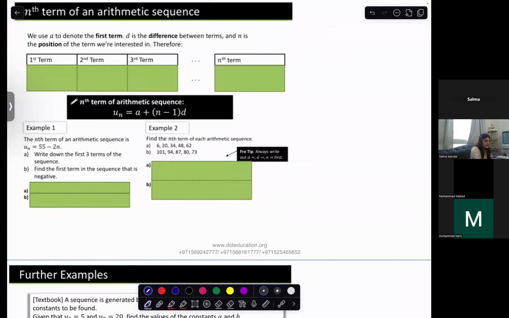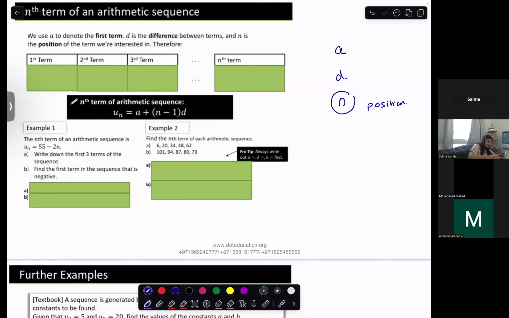Nth term of an arithmetic sequence. You remember what we use to denote the first term? A. What is the common difference called? D. What is the position called? N. Always remember n is the position. Please do not forget.